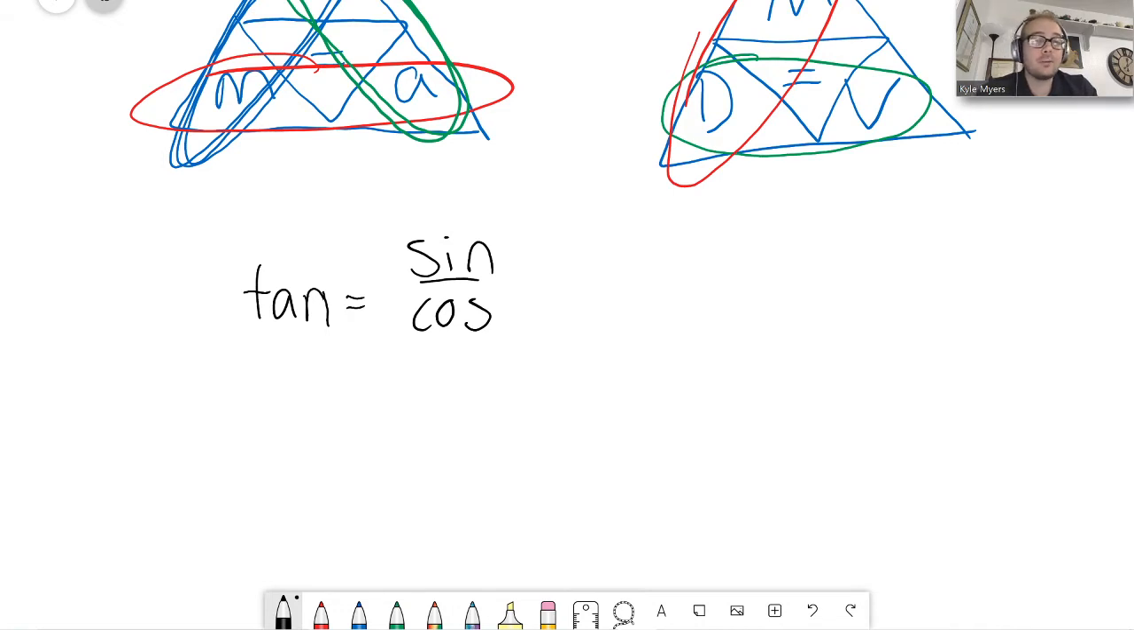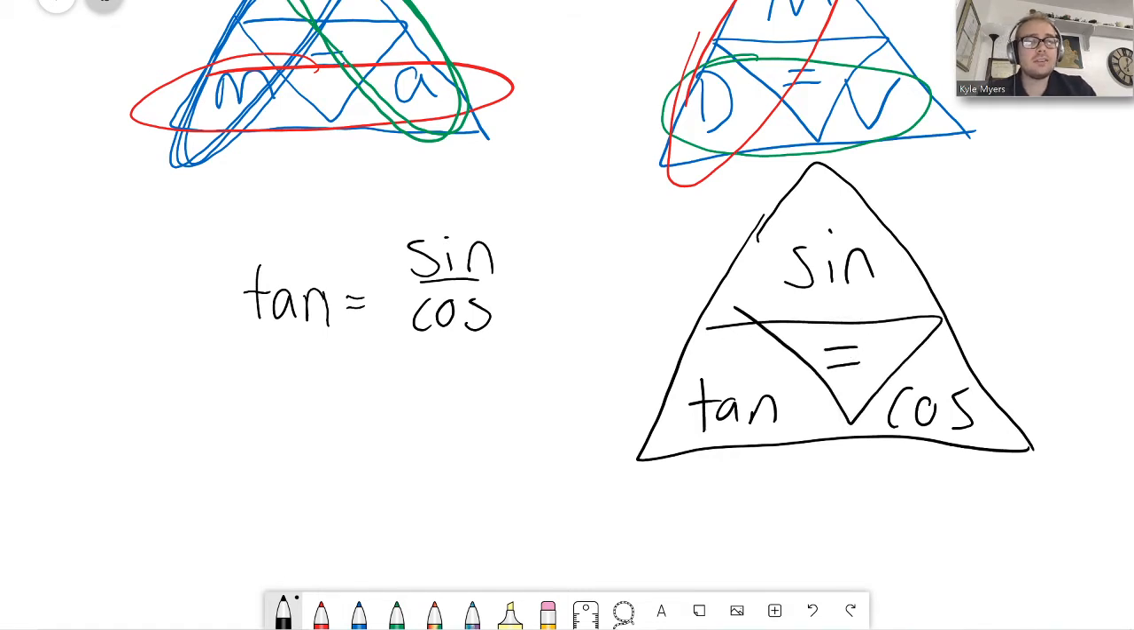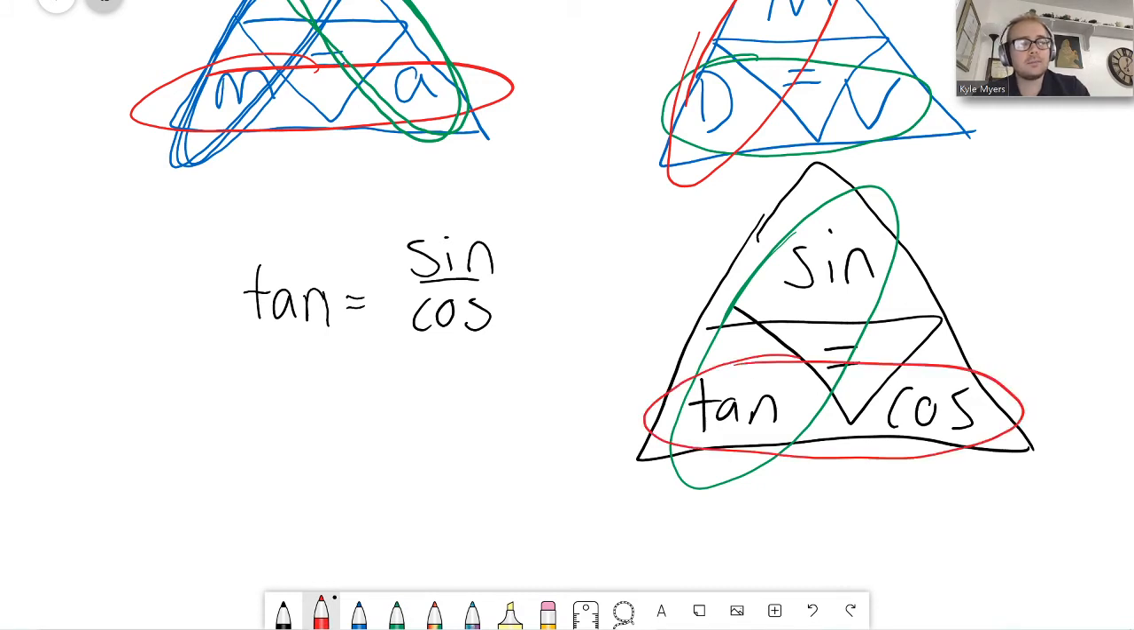This is a really important formula to know when you're doing identities, when you have to prove identities in trigonometry. Because what if I need to solve this for a different letter? Well, I just make a triangle out of it: sine, cosine, tangent. And then I have my triangle here. So sine over cosine is tangent, but sine over tangent is cosine. And also tangent times cosine is sine.